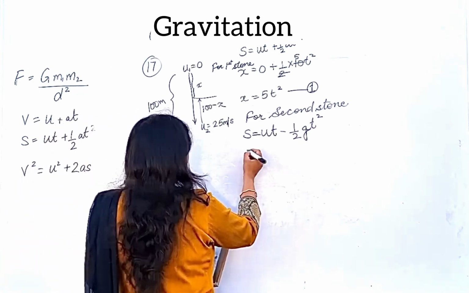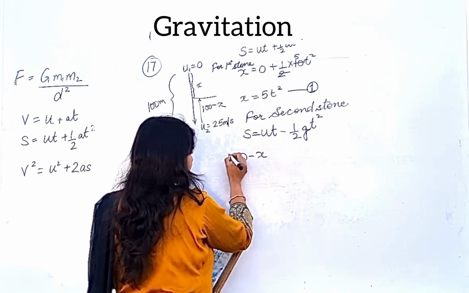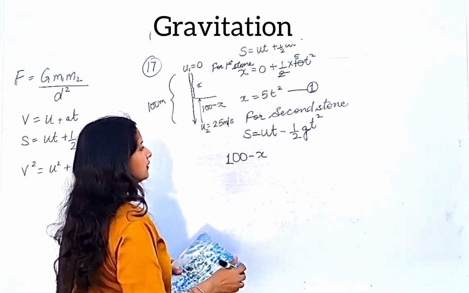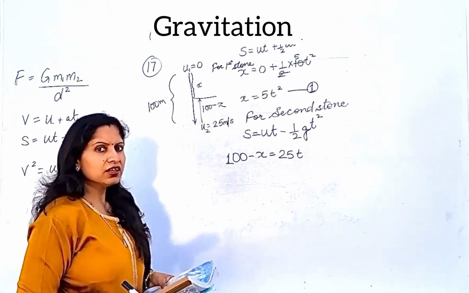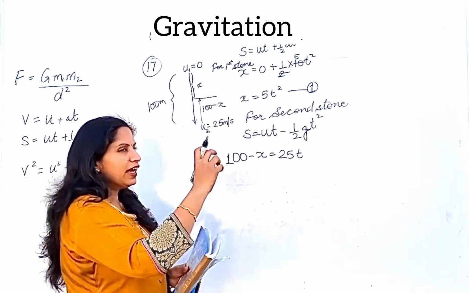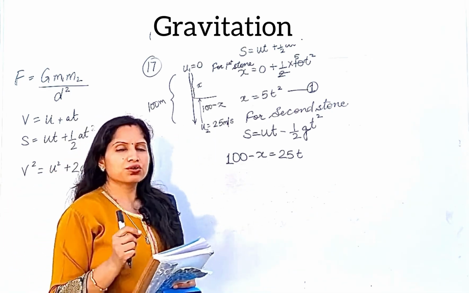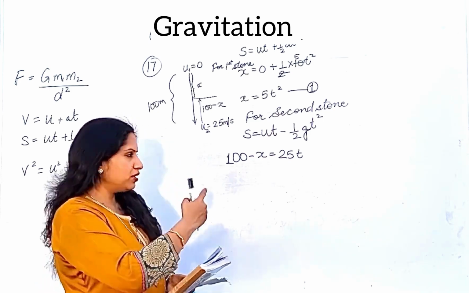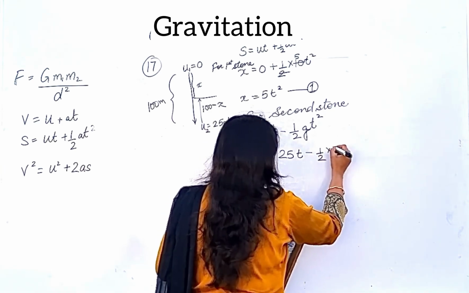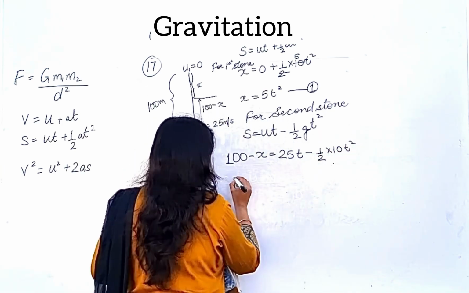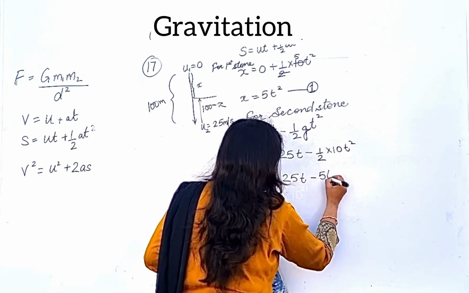Okay. So, what is the distance covered by the second stone? 100 minus x. Fine, everyone? That is equal to, initial velocity is 25 into t. We don't know the value of t. But why have we taken the t? Because जितना time ऊपर वाला stone नीचे आने में लेगा, उतना ही time नीचे वाला stone ऊपर जाने में लेगा. Okay? So, the time taken by the two stones is same. So, we are taking the value of time as t. Minus half g is 10 t square. Okay. So, we get 100 minus x is equal to 25t minus 5t square.